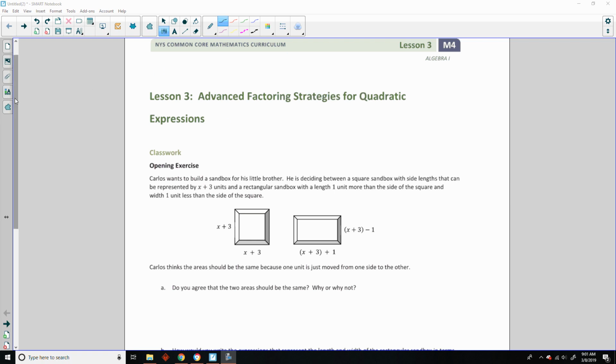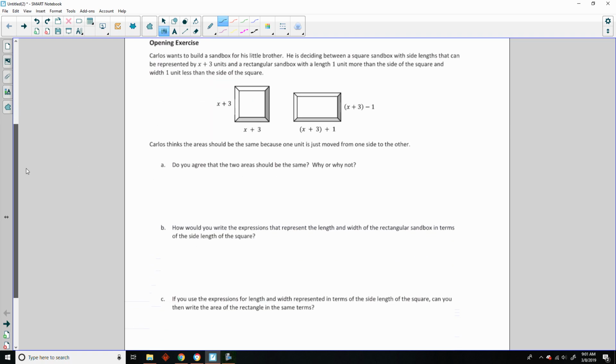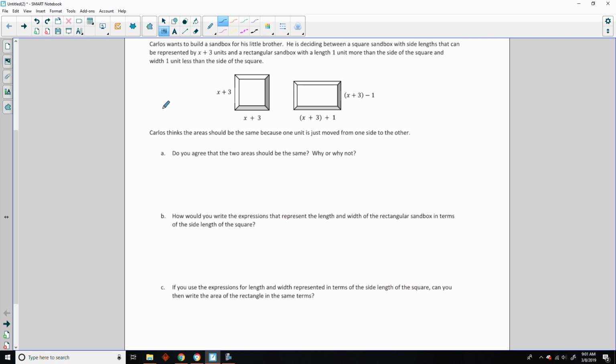So we're starting out with a classwork opening exercise that says, Carlos wants to build a sandbox for his little brother. He is deciding between a square sandbox with side lengths represented by x plus 3 units and a rectangular sandbox with length 1 unit more than the side of the square and width 1 unit less. And they gave us a diagram here.